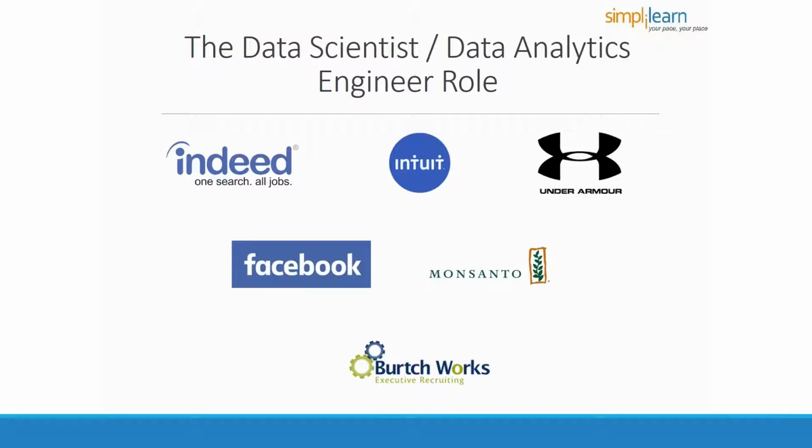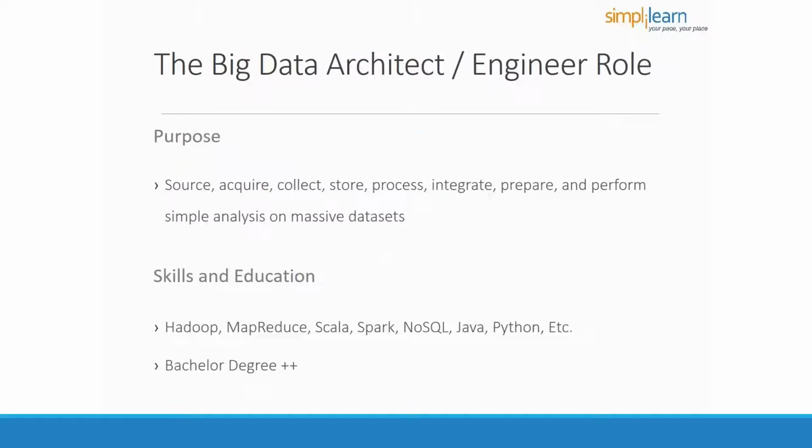Right now, the following companies are hiring for data scientists. There's an undersupply of data scientists as well as data engineers. So right now you can get a job with Indeed, Intuit, Under Armour, Facebook, Monsanto, or Birchworks. And now that you've gotten just a brief look at other roles within the big data space, I want to focus more in on the big data architect and engineer role.